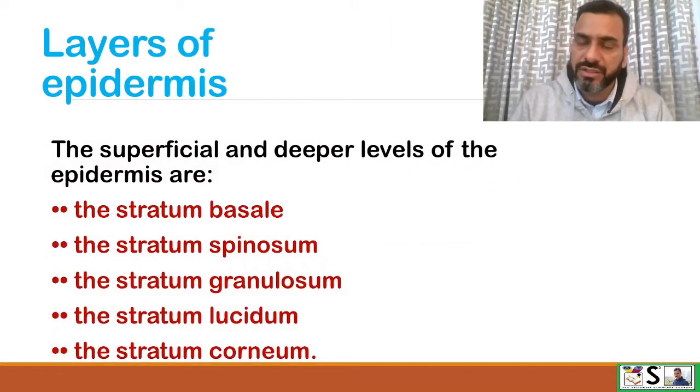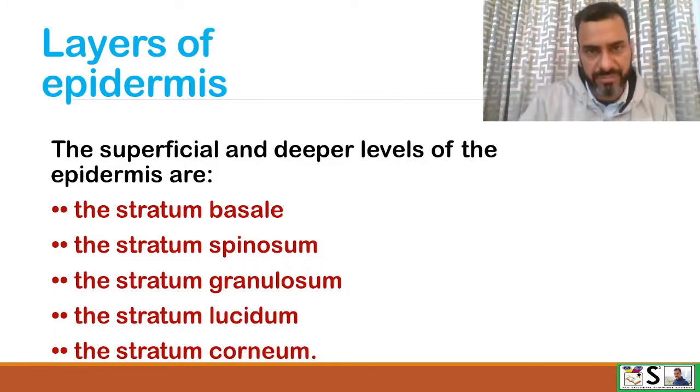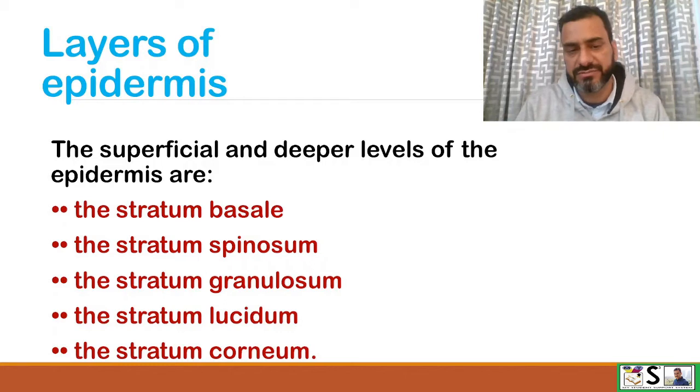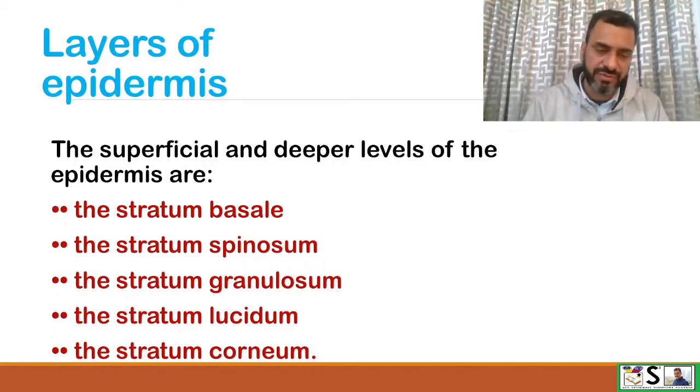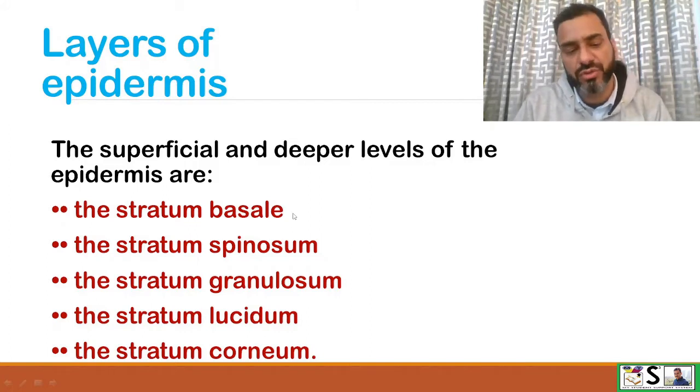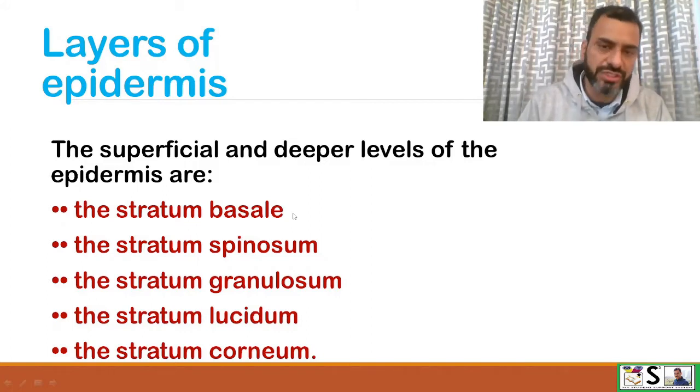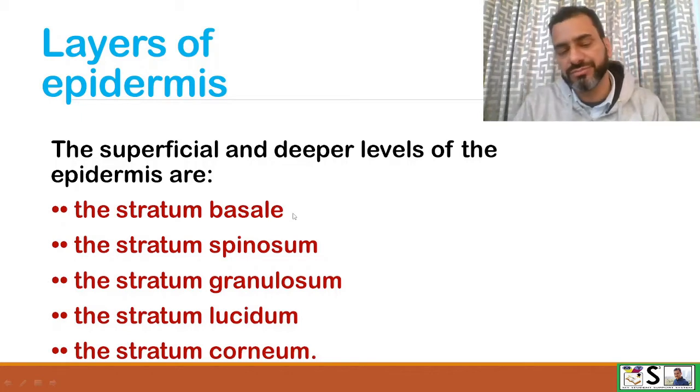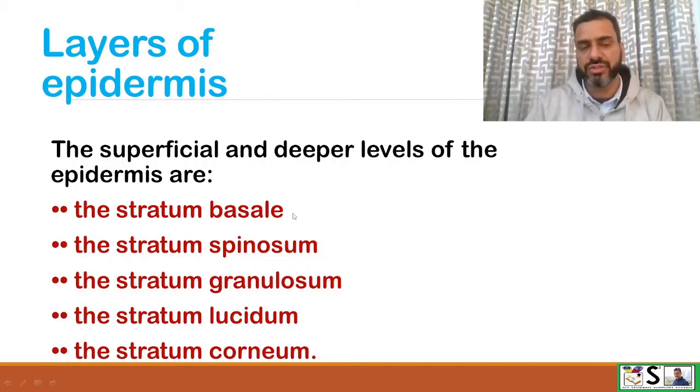Now we come to the different layers of epidermis. The superficial and deeper layers of epidermis have approximately 5 layers. These are stratum basale, stratum spinosum, stratum granulosum, stratum lucidum, and stratum corneum. So this is from deep to top level. Now again we will discuss these different layers one by one.